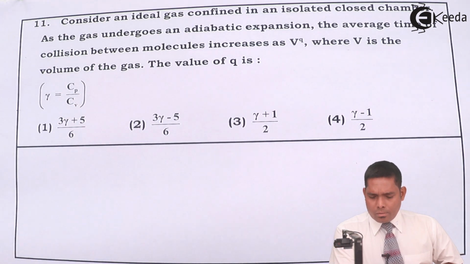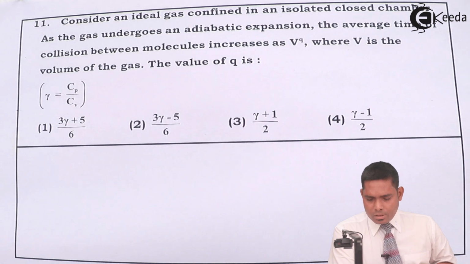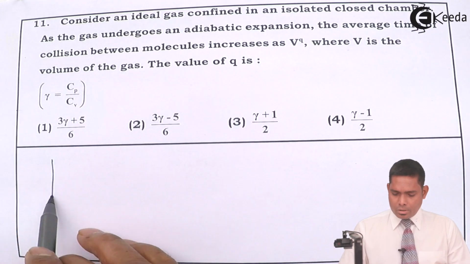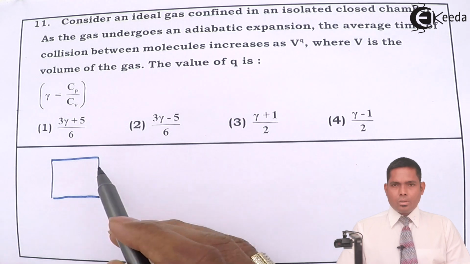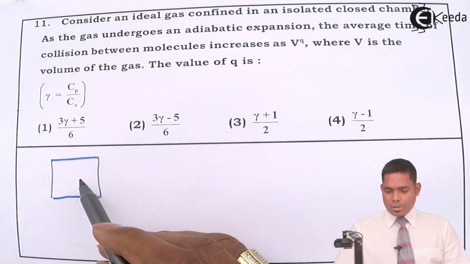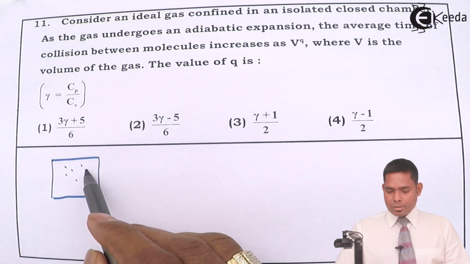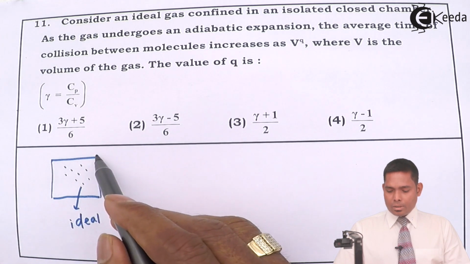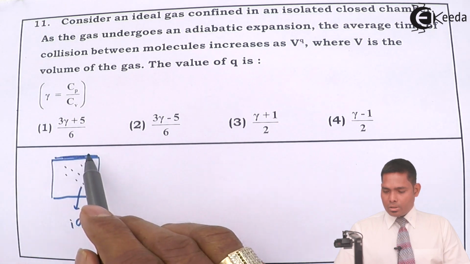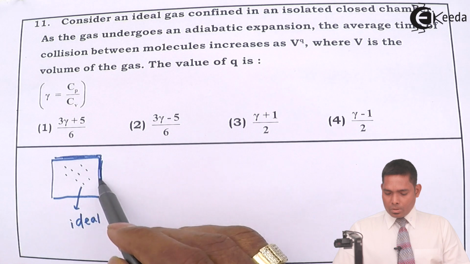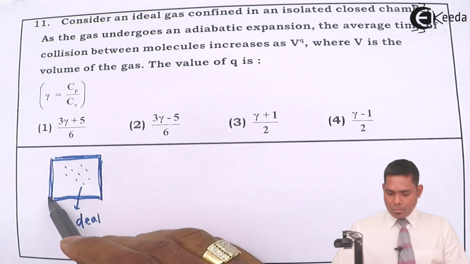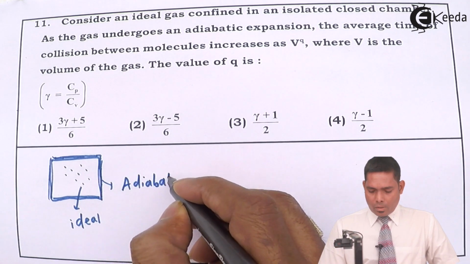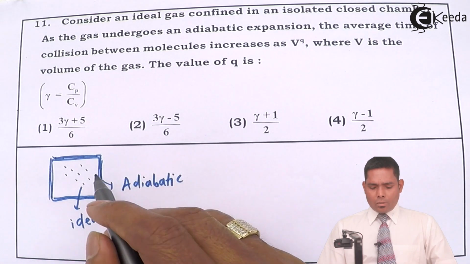Students, now let us solve the next question, question number 11. Consider an ideal gas confined in an isolated closed chamber. There is a closed chamber and the gas is enclosed, confined. This gas is ideal and the chamber is isolated from the surrounding. So isolated is basically an adiabatic process. Adiabatic, no heat can leave or enter the system.